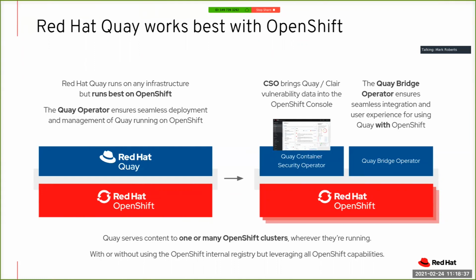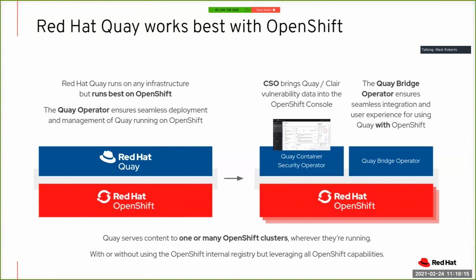Now we have a couple of additional operators that sit to the side of that that also run on OpenShift and allow you to interact with it much easier. The CSO stands for the Container Security Operator, and that brings the Quay vulnerability capability into the OpenShift console. What that allows us to do is identify the container images that are running on your OpenShift platform, identify the set of images that exist within the Quay repository for which we have vulnerability data. And if any vulnerabilities are found, it will then surface those vulnerabilities on the OpenShift console.